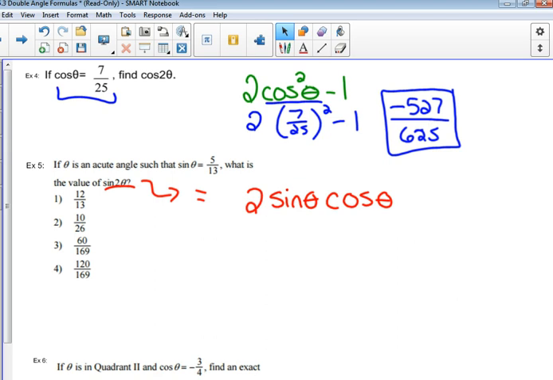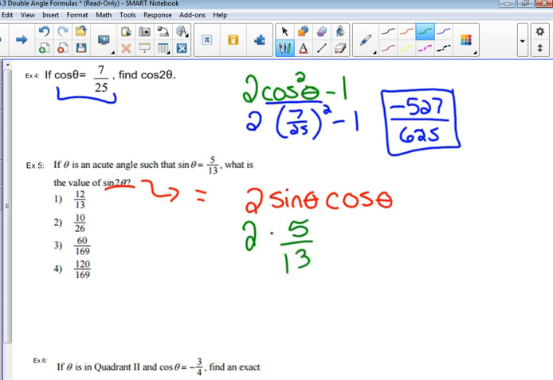Okay. So let's fill in what we know. We got a 2 here. Do I know what sine theta is? 5 over 13, right? Oh no though, I don't know what cosine theta is. Yes. Oh wow, good. You guys are getting really good at this.